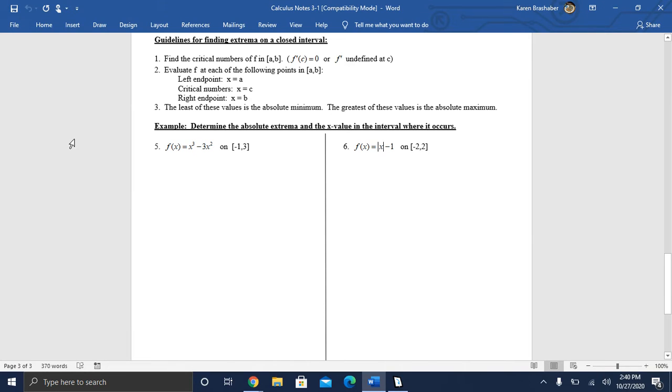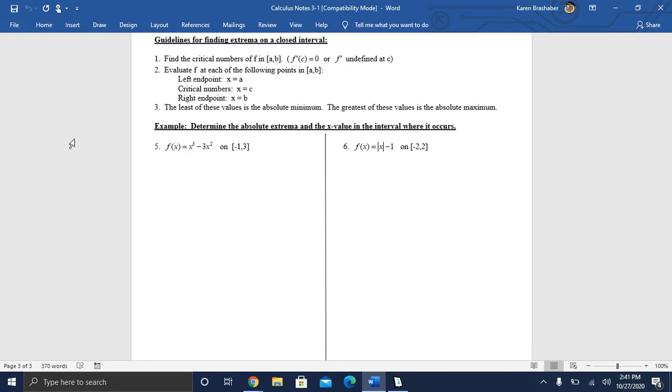Right. In this part of the lesson, I want to make the distinction that now we're going to use the critical numbers to determine the absolute minimum and absolute maximum on a closed interval. So we're actually going to look specifically at closed intervals right now, and those intervals are guaranteed to have both an absolute maximum and an absolute minimum. But in order to find those, we'll need to know the critical numbers.